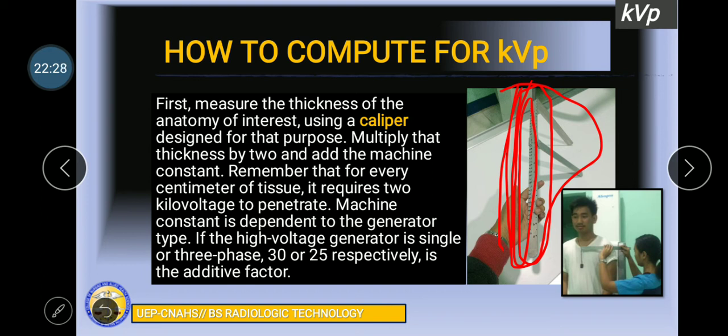So, using that caliper, yung ginawa ni Iris, measure niya si Sean. So, multiply the thickness by 2 and add the machine constant. So, remember that for every centimeter of tissue, it requires 2 kVp to penetrate. Yon, kaya penetration power. So, machine constant is dependent on the generator type. If the voltage generator is single or three-phase, mag-a-add tayo ng 30 or 25 respectively as the additive factor. Sige nga, let's try.